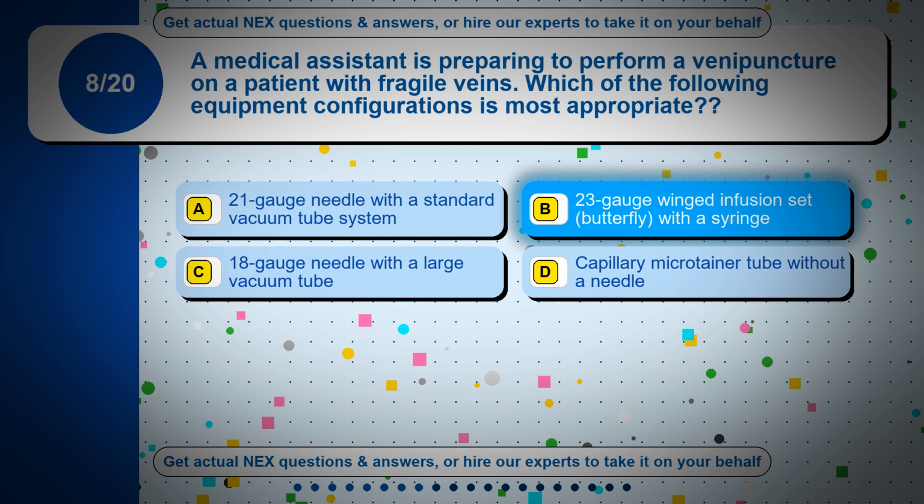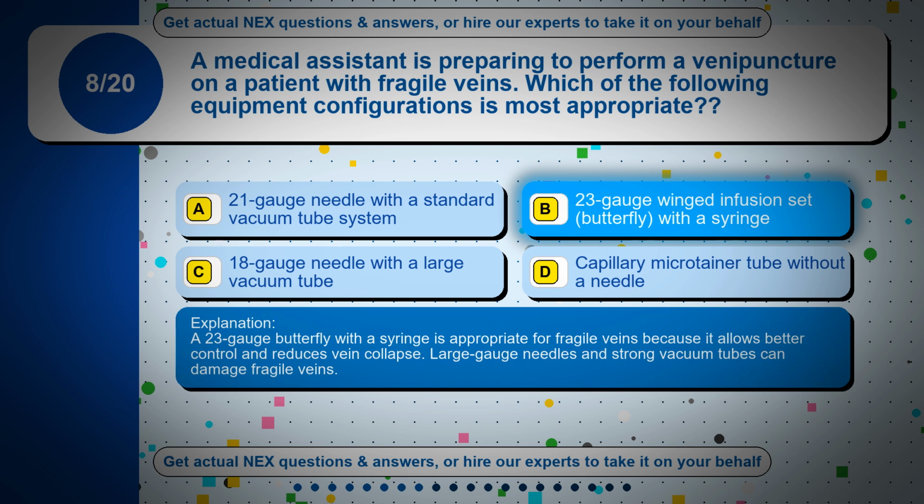23 gauge winged infusion set, butterfly, with a syringe. A 23 gauge butterfly with a syringe is appropriate for fragile veins because it allows better control and reduces vein collapse. Large gauge needles and strong vacuum tubes can damage fragile veins.